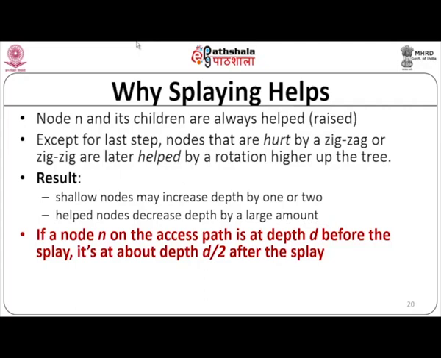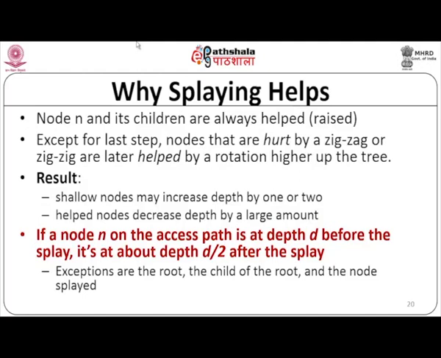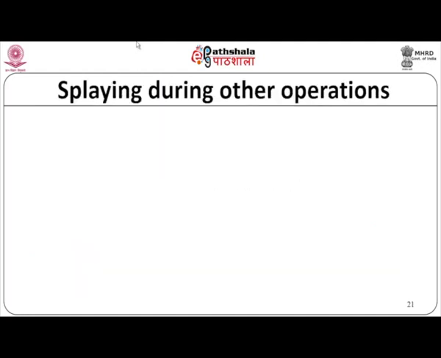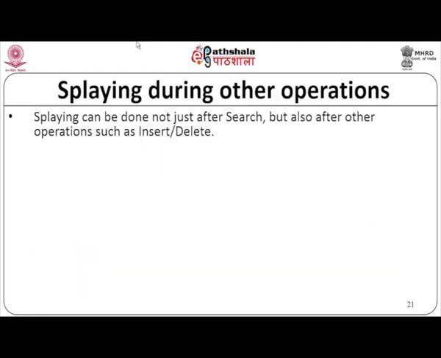If a node n on the access path is at depth d before the splay, it is at about depth d by 2 after the splay. So, it is approximately that type of depth decrease. Exceptions are the root, the child of the root, and the node being splayed. If that is true, then there will not be too much of a difference because it is already at the top. During other operations, what do you do?